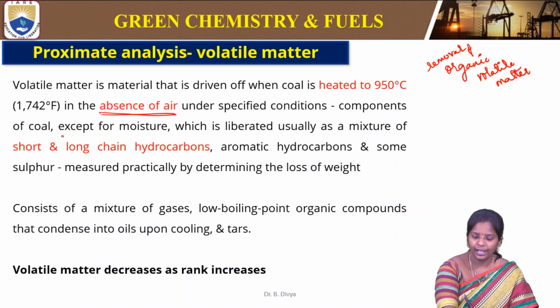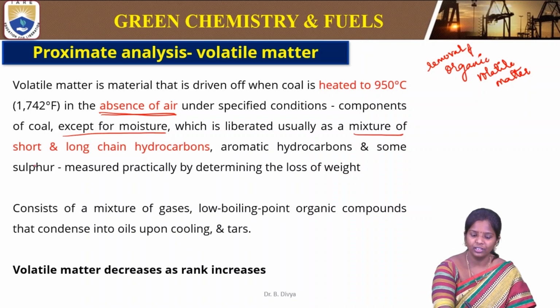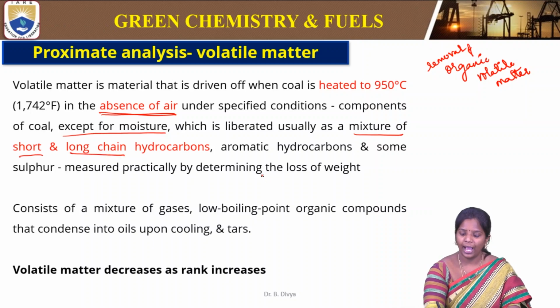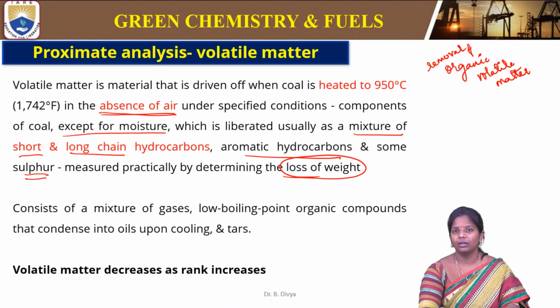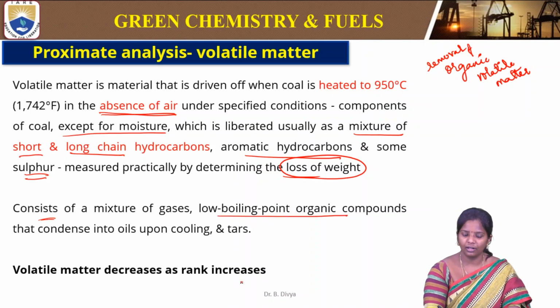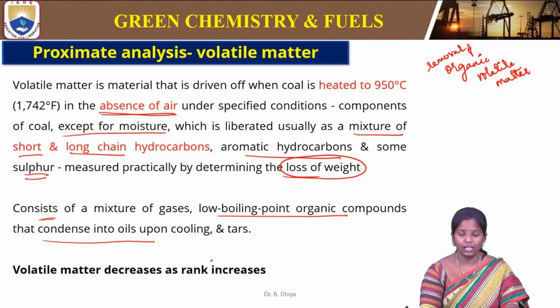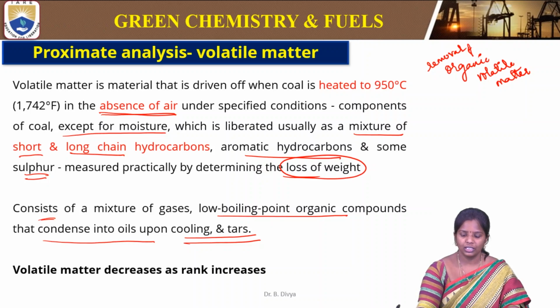Moisture was already removed in the moisture step. The remaining matter contains a mixture of short and long chain hydrocarbons, aromatic hydrocarbons and some sulfur, measured practically by loss of weight. Therefore, only organic and inorganic volatile matter is removed in this volatile matter analysis. It consists of a mixture of gases and low boiling point organic compounds that condense into oils and tars upon cooling. So what happens if we don't remove this volatile matter? Upon cooling, it becomes oil. That is why we need to remove volatile matter before any application.